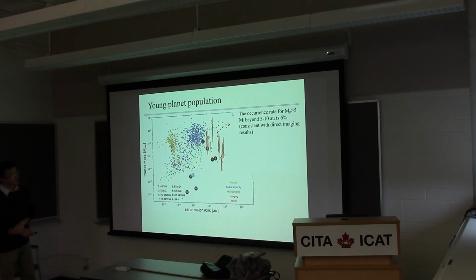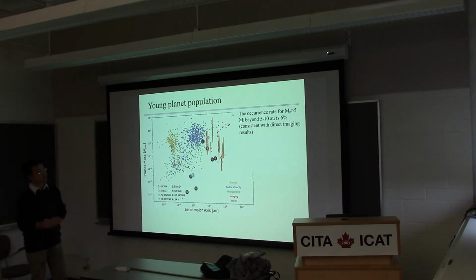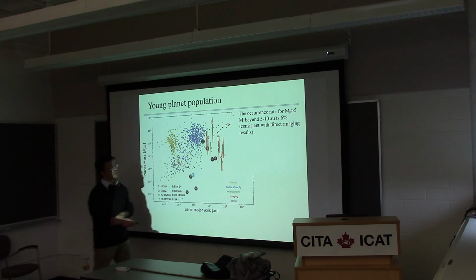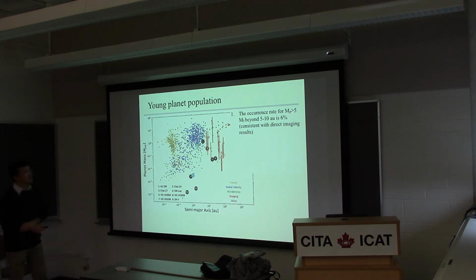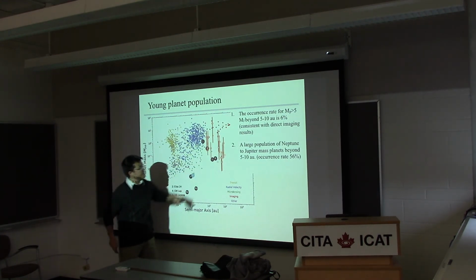But I have this population. We only have one source which is massive enough to say this is a Jupiter mass planet: one source out of the 20 sources we have. So the occurrence rate for 5 Jupiter mass planets and above is only 6%. It's not as high as we thought before, and roughly consistent with direct imaging results. But there is a huge population of Neptune to Jupiter mass planets beyond 5 to 10 AU. The occurrence rate is around 50%, a pretty high population.